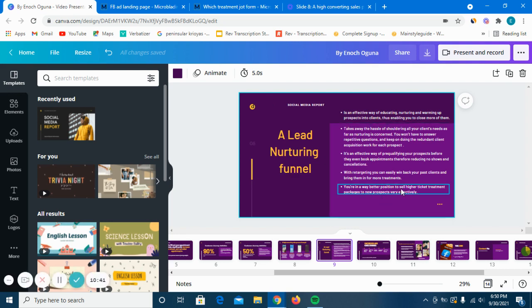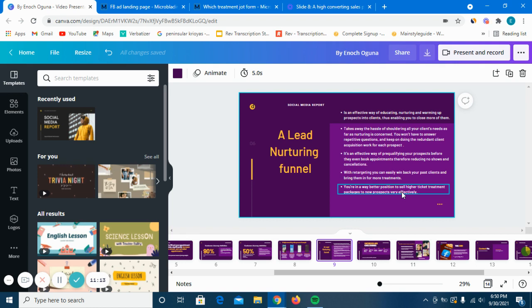So that's just about it. You're in a better position of selling higher ticket treatments, more expensive treatments to relatively new prospects. You can actually get fresh prospects and nurture them and give them all the information that they need and warm them up and then get them to purchase, right? So increasing that knowledge and then making them like you and then getting them to trust you. Those are three very important components that make people buy stuff.